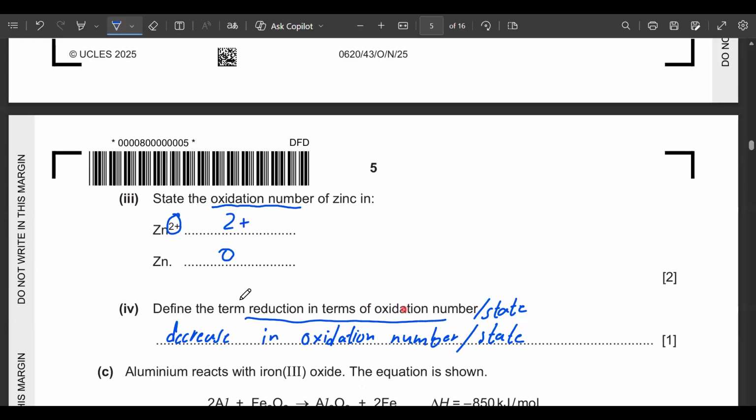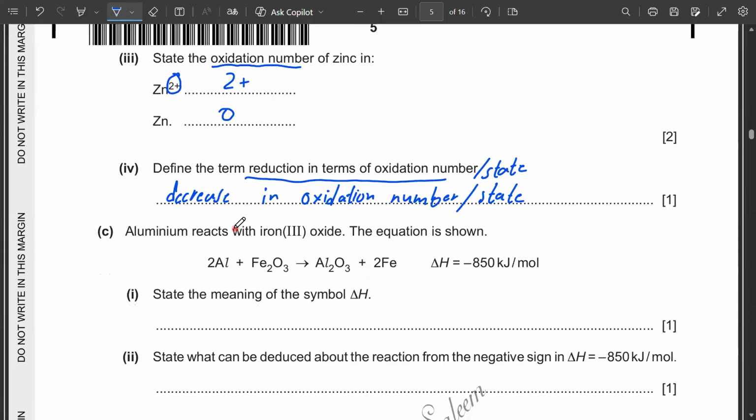C part: aluminum reacts with iron(III) oxide. The equation is shown. We have this equation, along with the delta H mentioned for this reaction. Now, the delta H sign is also given, which is negative. That means we have to express our answer accordingly.